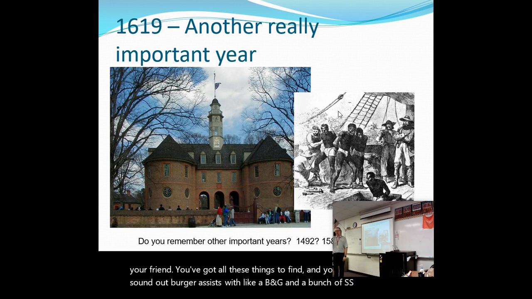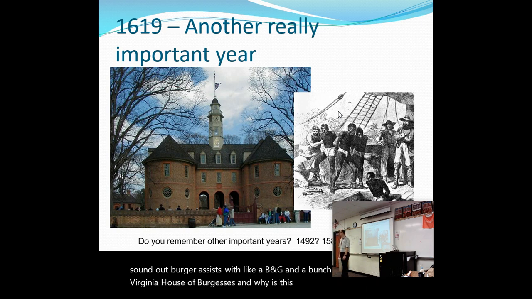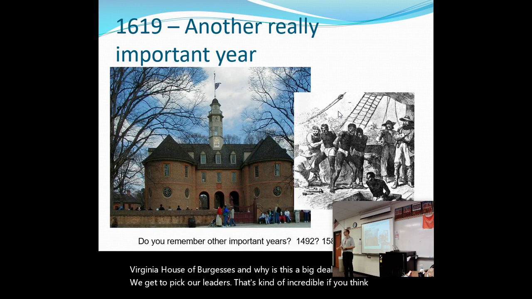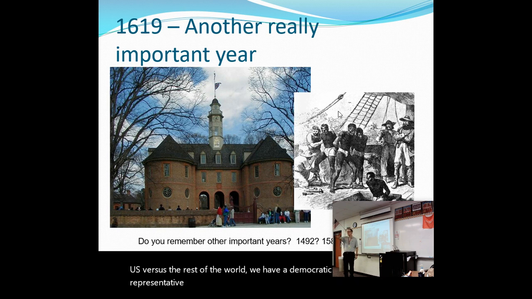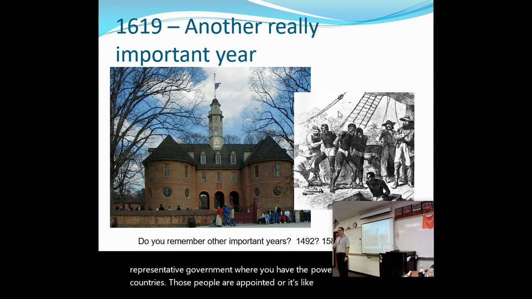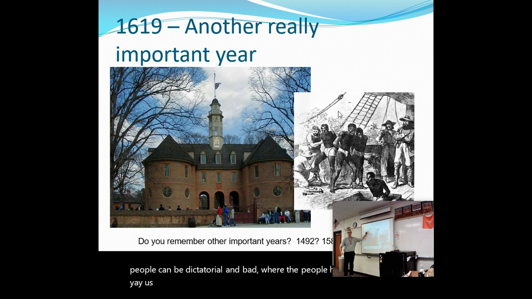So the Virginia House of Burgesses, and why is this a big deal? We get to pick our leaders. That's kind of incredible if you think about us versus the rest of the world. We have a democratic system. We have representative government where you have the power to choose. Other countries, those people are appointed or it's like hereditary. And those people can be dictatorial and bad where the people have no voice. But yay us, we get to pick. Granted, some flaws in this system.